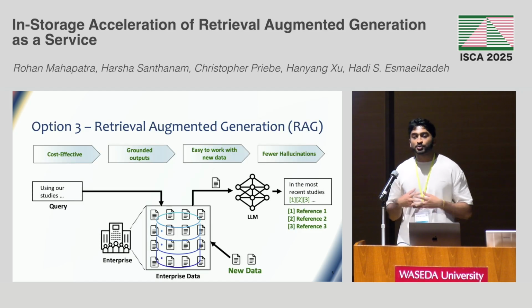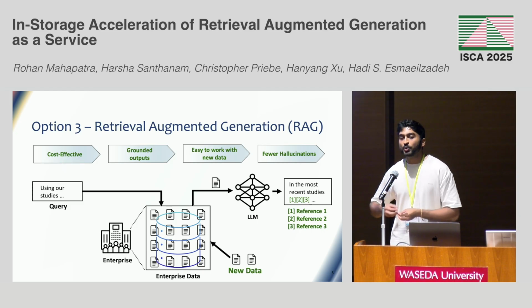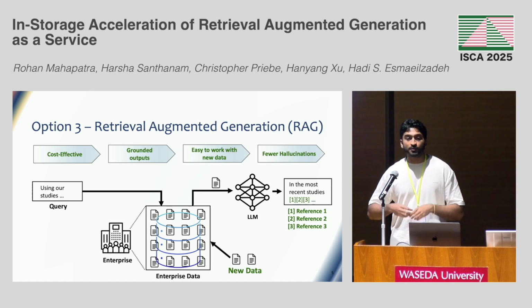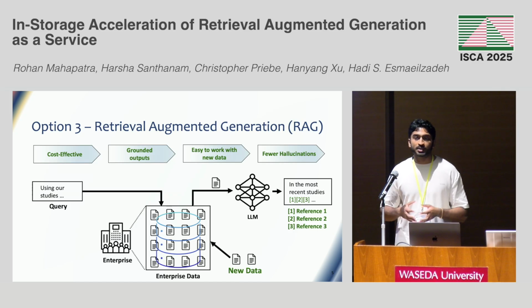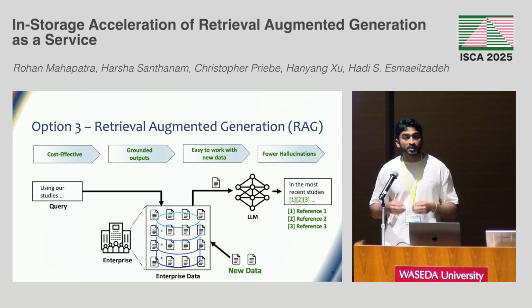The third option is retrieval augmented generation, or RAG. For RAG, you have your query, which is then used to search an enterprise's database, which holds the enterprise's documents. The search process returns a few documents that are most relevant to the query and are used as additional context to generate a response. Now, because the search process does not use GPUs and just uses CPUs, it is cheap.